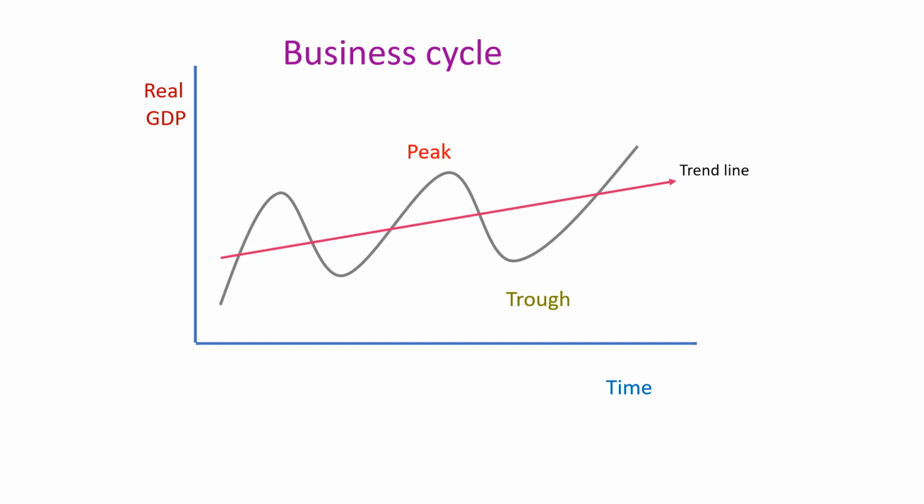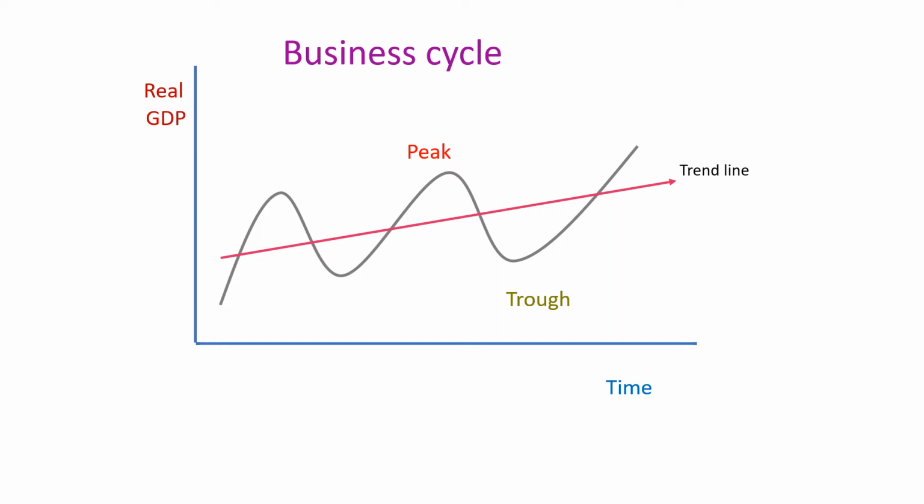The business cycle represents the ups and downs that are typical of the economy. On the vertical axis is gross domestic product, GDP for short. On the horizontal axis is time. The curve represents the ups and downs of the economy over time. The trough shows when the economy is down, and the peak shows when the economy is up.